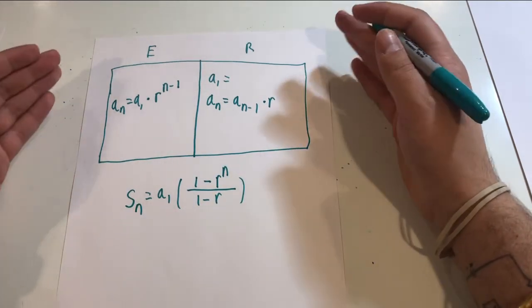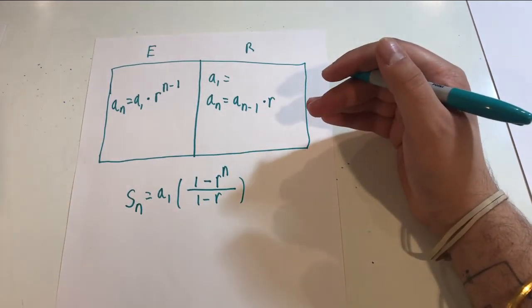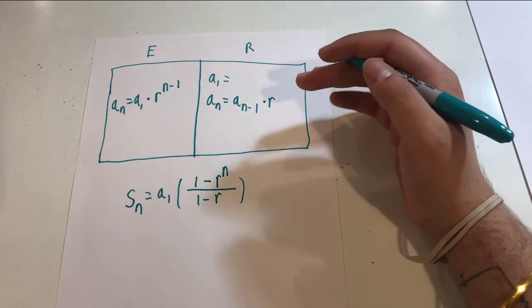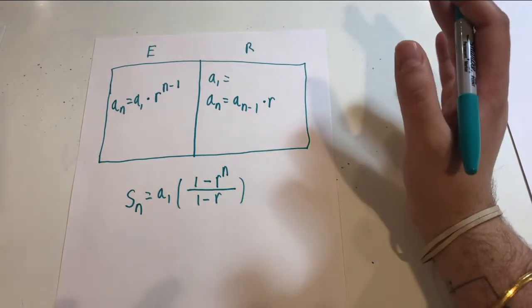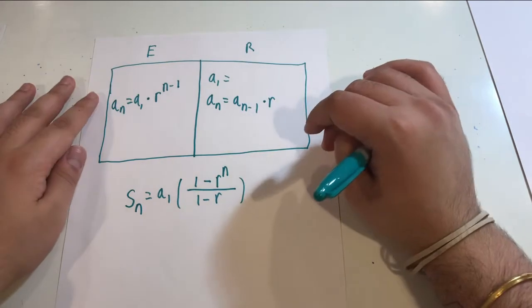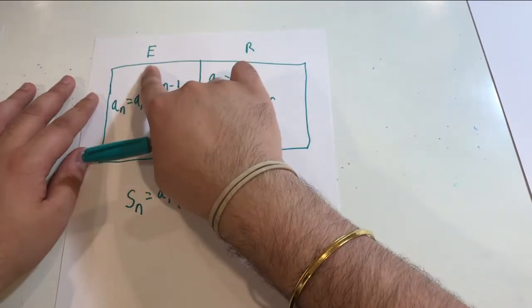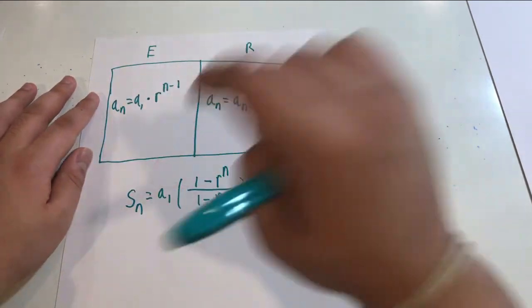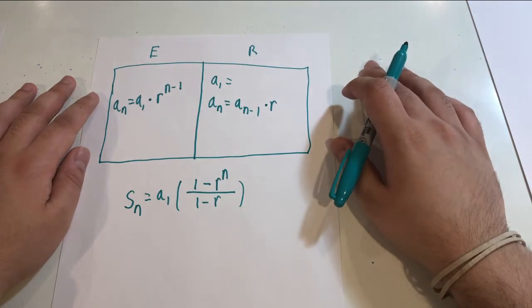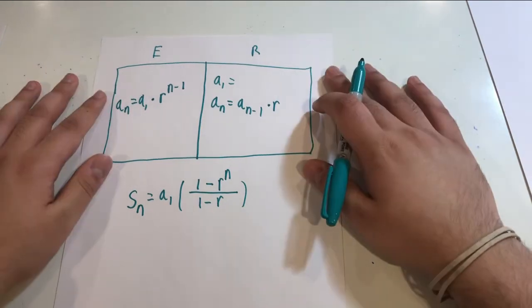Okay? And that's pretty much covering all you need to know. For both arithmetic and geometric sequences, you need to know just three things: explicit formula, recursive formula, summation formula. Once you've got that down, we can go straight into the questions.